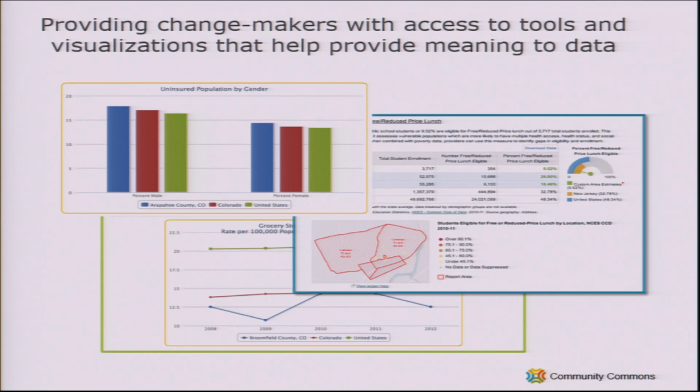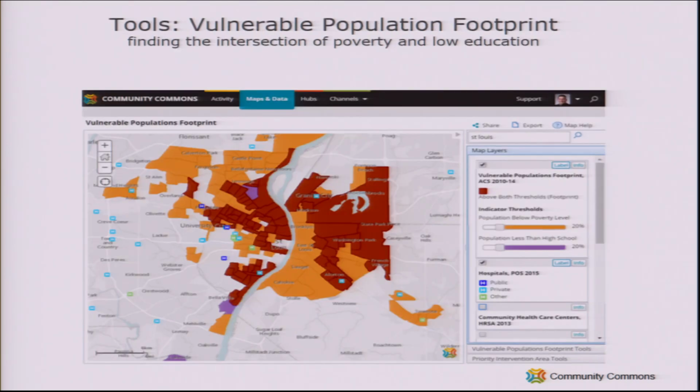So beyond just the mapping tools and that core data engine that we use for the mapping, we can use that same data engine for a lot of other activities on the Commons. We try to help provide access to tools and visualizations that give meaning to the data within that data engine. I'm going to go through 4 different tools that we have available. Hopefully it'll give you some idea of the types of things that you can do on the Community Commons.